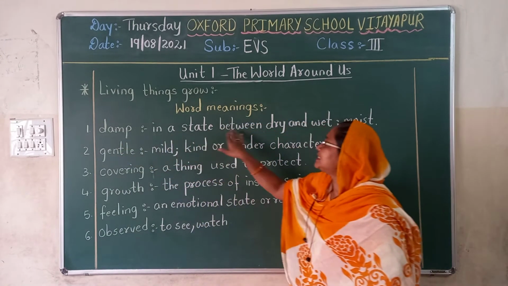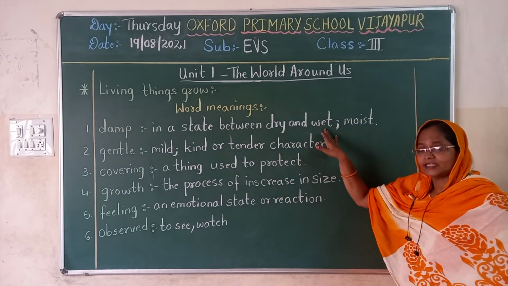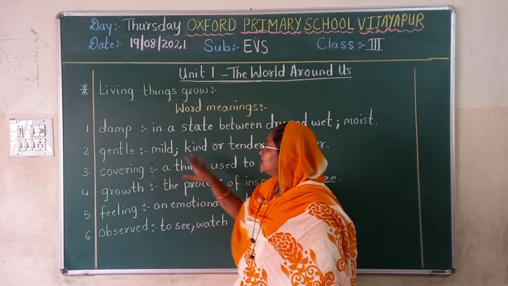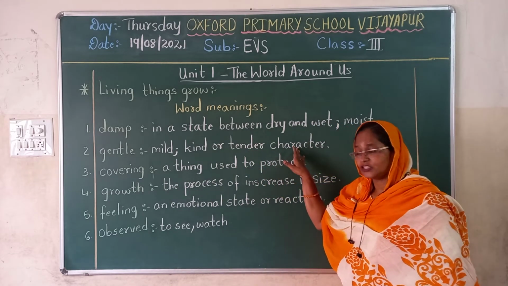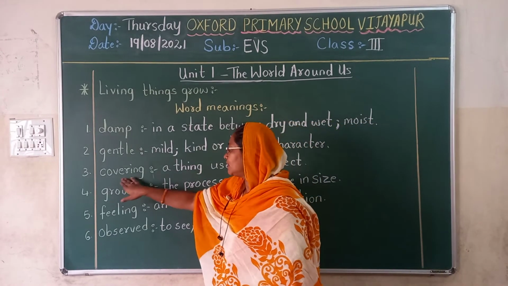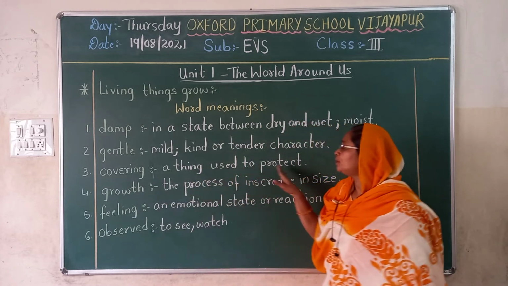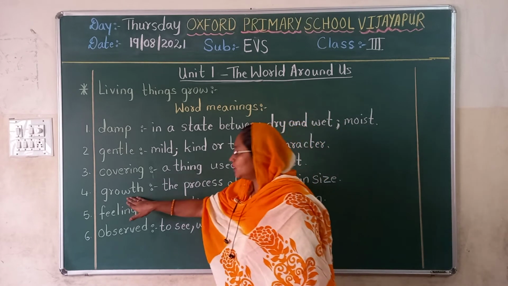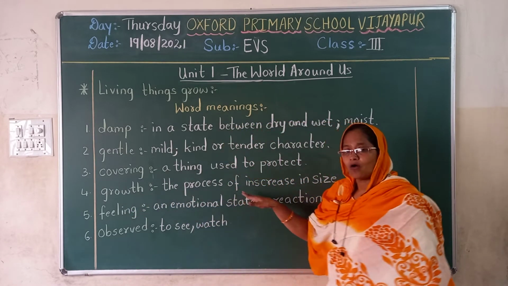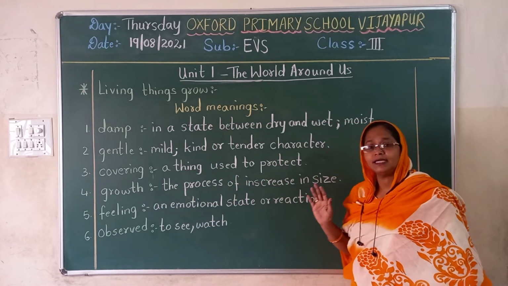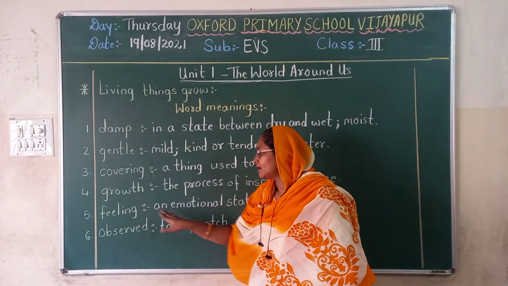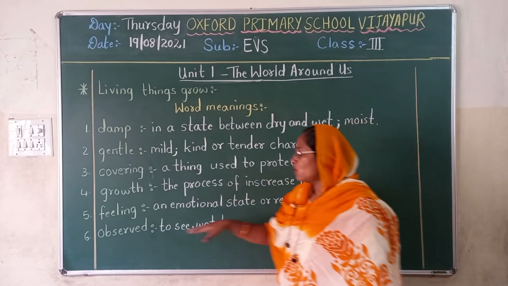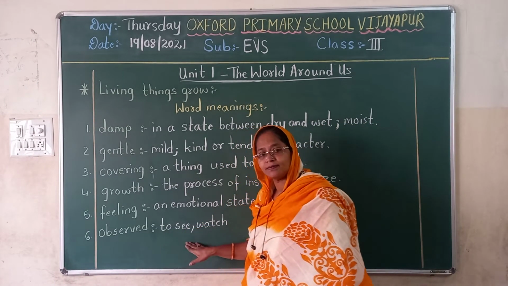Once again, read all together at a time. Damp: in a state between dry and wet. Moist. Second one is gentle: mild, kind or tender character. Third one, covering: a thing used to protect. Growth: the process of increase in size. Feeling: an emotional state or reaction. Next one, observe: to see, watch.